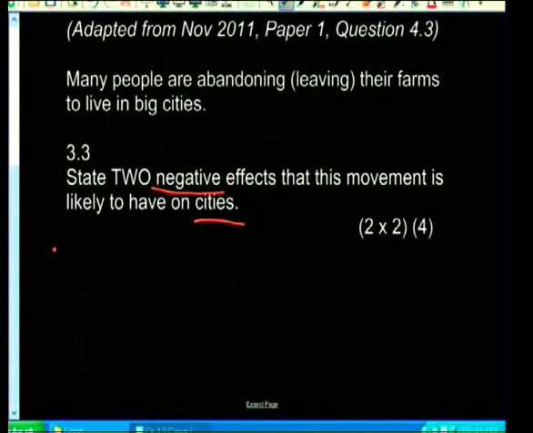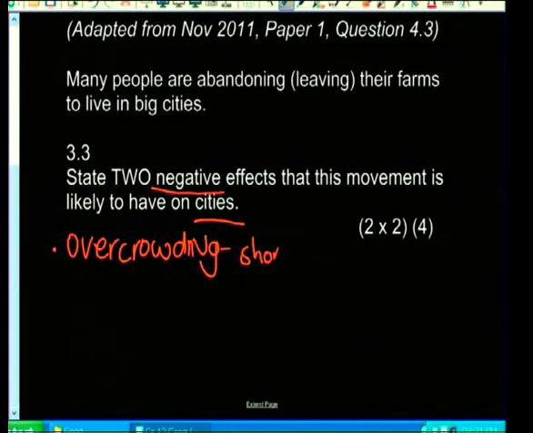So for example here, negative effects that the cities are going to have. And obviously the most important, or the one that first pops into your mind, is with everybody moving to the city center, we are going to have a lot of overcrowding in the city center. Now that overcrowding would lead to things like shortages of housing.